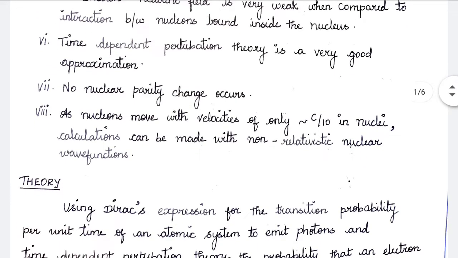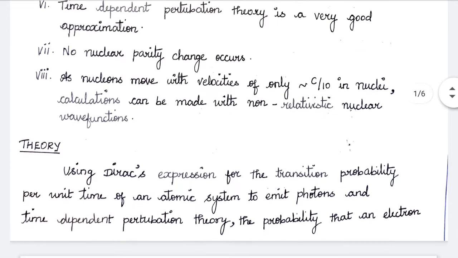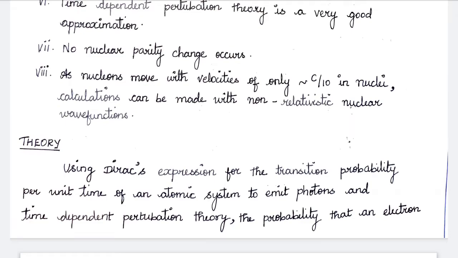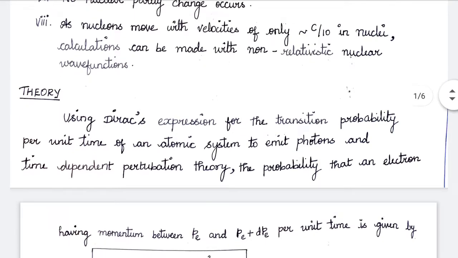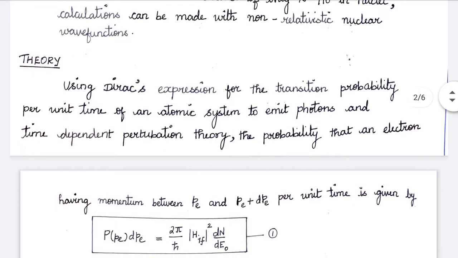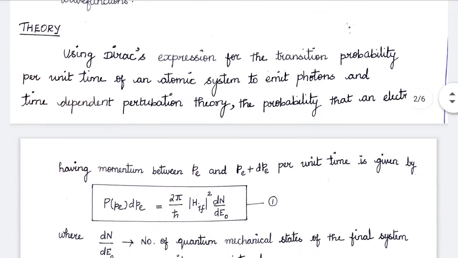And the time-dependent perturbation theory seems to be a very good approximation for this theory, and no nuclear parity change occurs. And finally, we all know the nucleon moves with a velocity of only c by 10 inside the nucleus, so all the calculations are made with non-relativistic nuclear wave functions. These are the assumptions made by Fermi before deriving the theory. Now let's get into the theory.